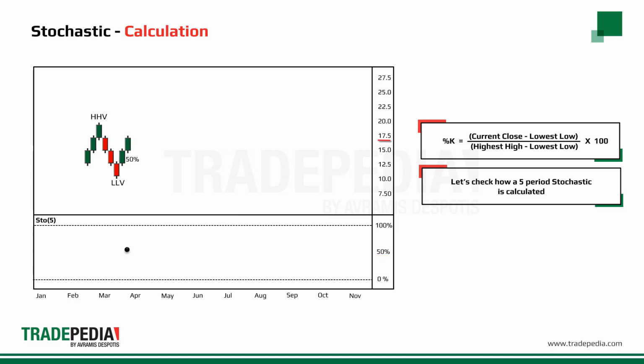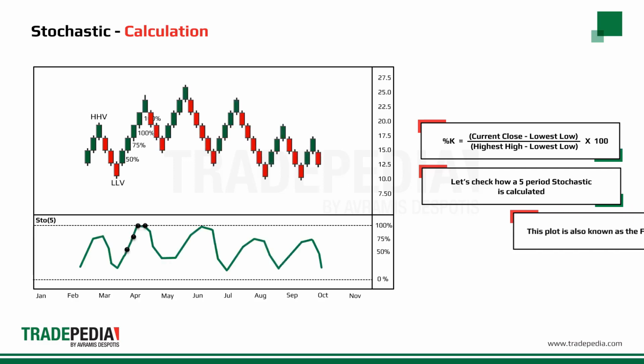The next day, the close is at 17.5, taking us to 75%. When the close is at 20, then the current close and highest high are the same, giving us 100%. This plot is known as the fast stochastic.